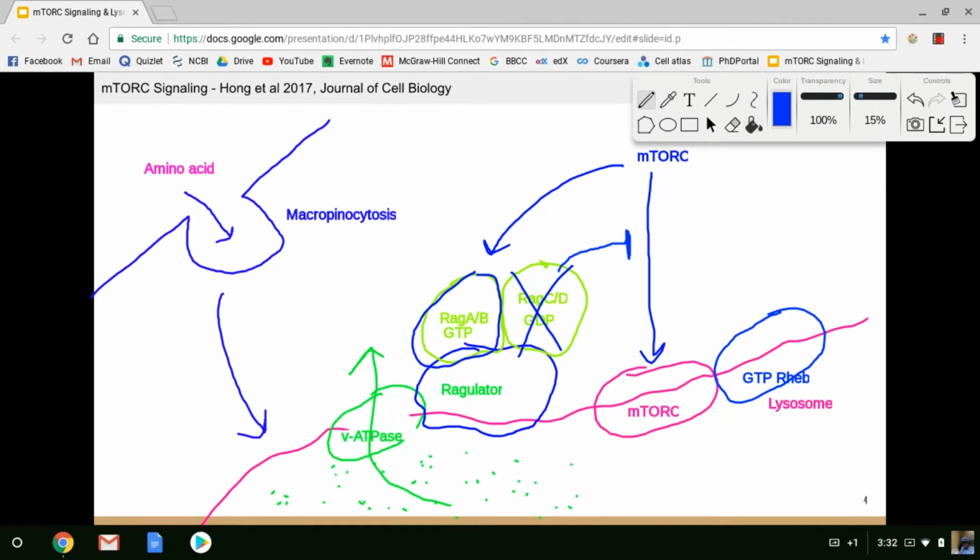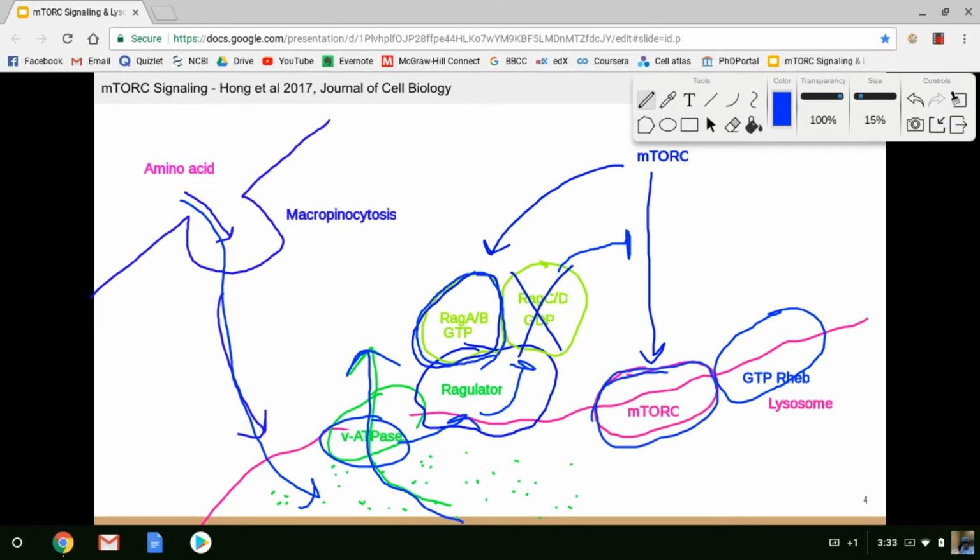So let me reemphasize everything. This is kind of a confusing pathway. We have amino acids that come in through here. The amino acids can potentially exit, and when they exit, they turn this turbine, this VATPase, and this somehow activates Ragulator. When Ragulator is activated through this mechanism, it gives RagA GTP, and it simultaneously inactivates RagCD. When RagA is bound to GTP, it can recruit mTORC to the membrane of the lysosome. Right here, we see mTORC has been recruited.